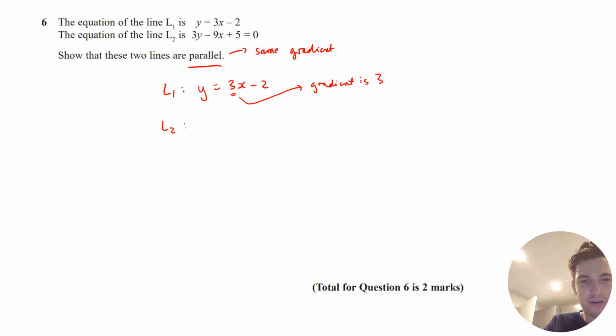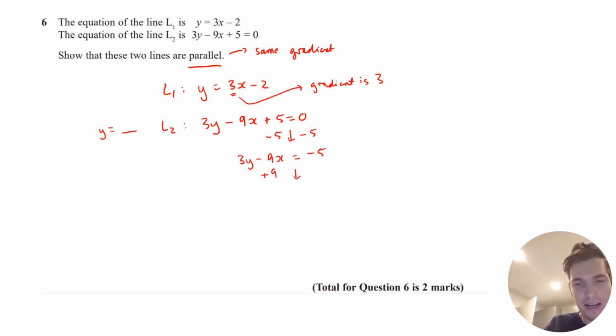But line 2, let's write that again. This is not in the form y equals mx plus c. So I need to rearrange to make y the subject of the equation. So let's get the plus 5 to the other side. And now let's get the 9x minus 9x to the other side. 3y equals 9x minus 5. And then finally divide by 3. Got to remember to divide everything by 3 here, so that is 3x minus 5 over 3.